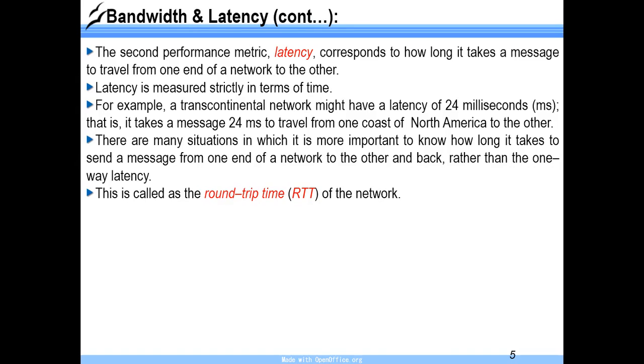There are many situations, like handshaking, where it is important to know how long it takes to send a message from one end of the network and for the message to return back to the sender, rather than a one-way latency from sender to receiver. It is important to know the time from sender to receiver and from the receiver back to sender, and this is called the round trip time of the network.